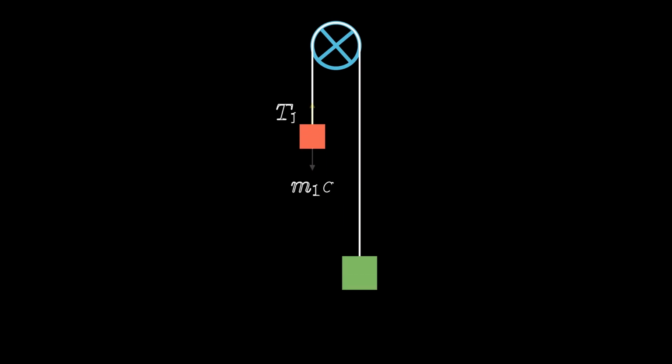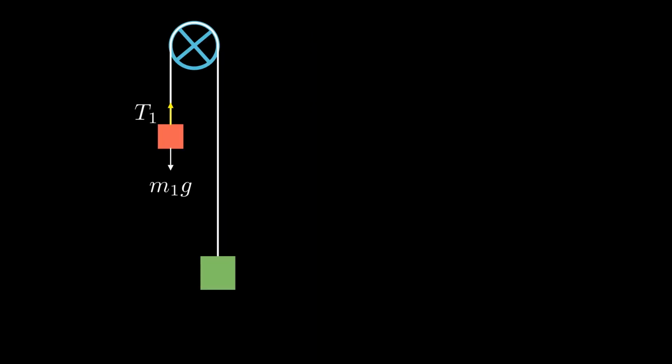To analyze this system, we begin by drawing free body diagrams for both masses. For m1, the upward force is due to the tension in the rope while gravity pulls it downwards. We then apply Newton's second law to the mass m1. Using the equation F is equal to ma, we have T1 minus m1g is equal to m1 times a1.